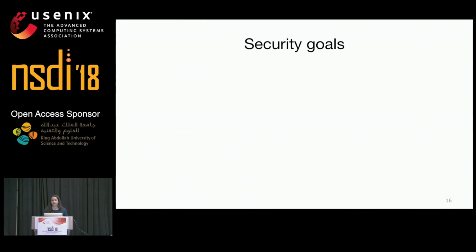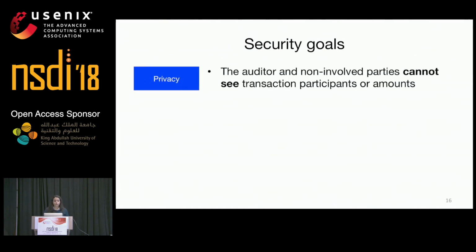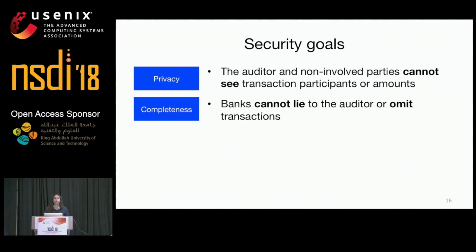Let's start with zkLedger's security goals. The first goal is privacy. We want to make sure that the auditor and non-involved parties cannot see transaction participants or amounts. Our next goal is completeness. Banks shouldn't be able to lie to the auditor or omit transactions from its answer to a query.